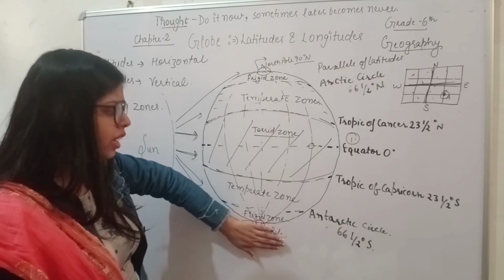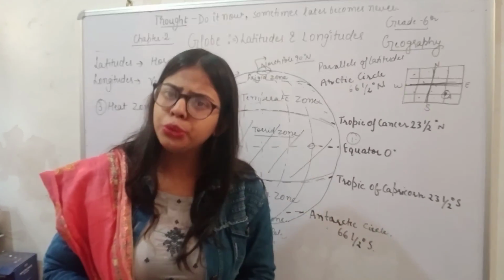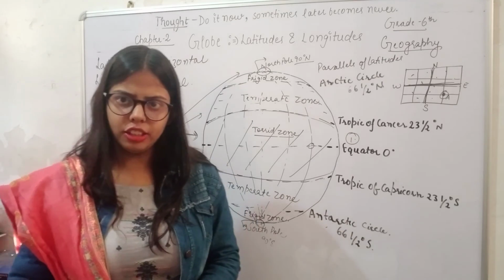So accordingly, through these latitudes, we have divided the earth into 3 zones. Is it clear to you?